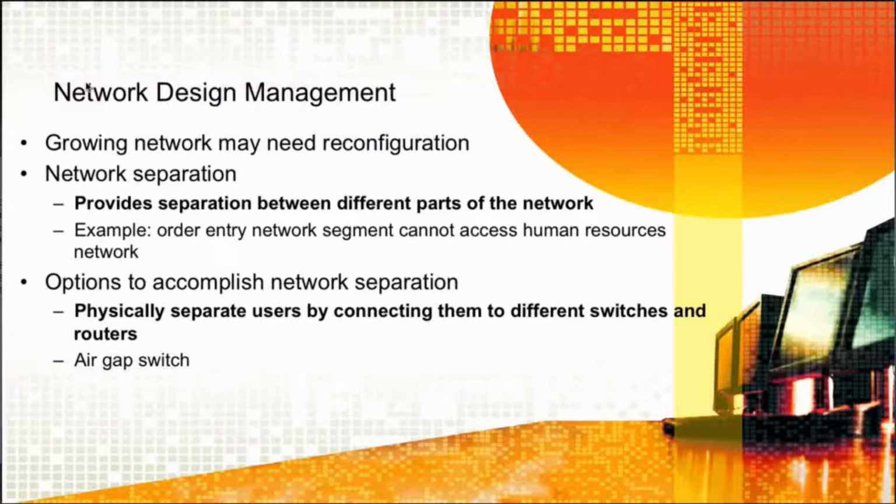Network separation provides separation between different parts of the network, entry and exit, or primary and D and Z. Options to accomplish this network separation is obviously to physically separate users by connecting them to different switches and routers, or possibly even air gap a switch. That will accomplish the separation that you need. However, sometimes it is not the most elegant of solutions, and sometimes it's not even practical.